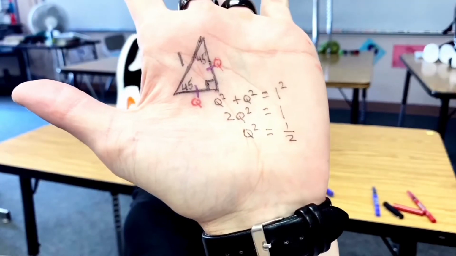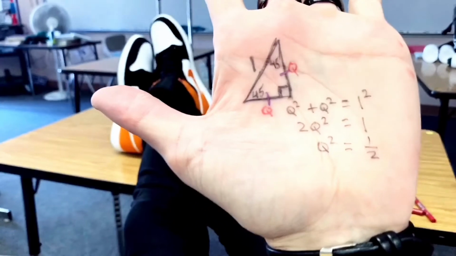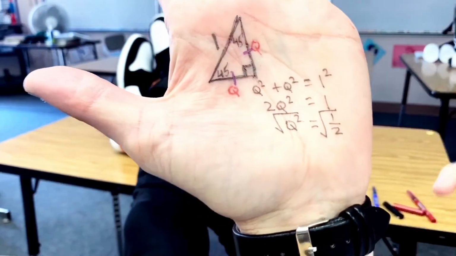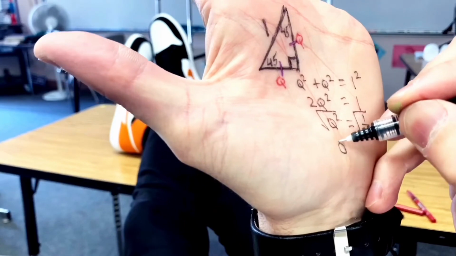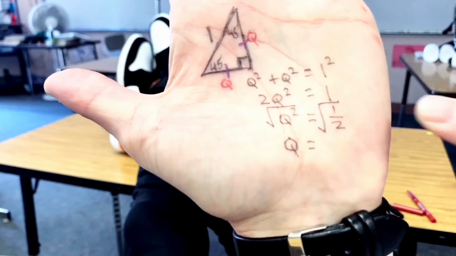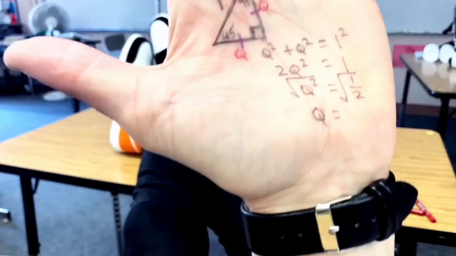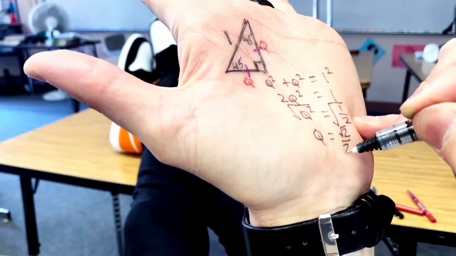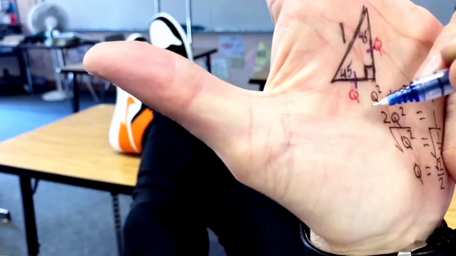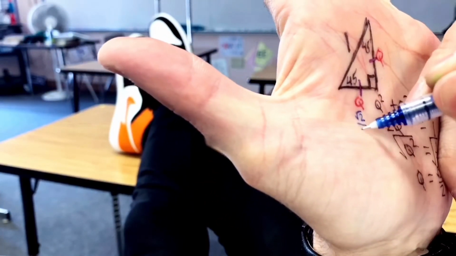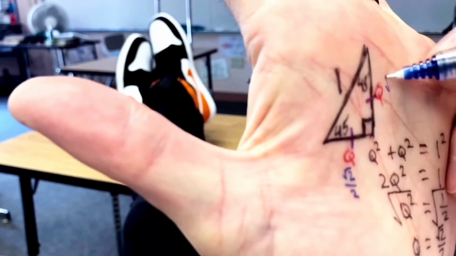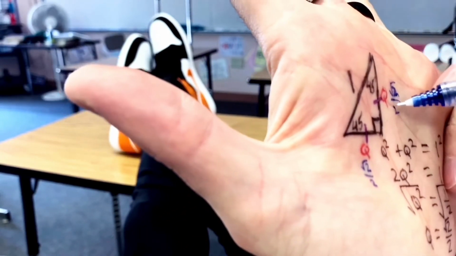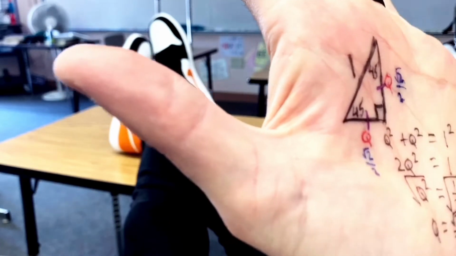Now to get Q alone, I have to do what to both sides? I have to square root. So I have to square root this, I have to square root that. So on this side, it's just Q equals. Now if you type this into a Casio, it's going to say square root 2 over 2. So that means that this is square root 2 over 2, and this one is square root 2 over 2. This is going to help us in our unit circle.